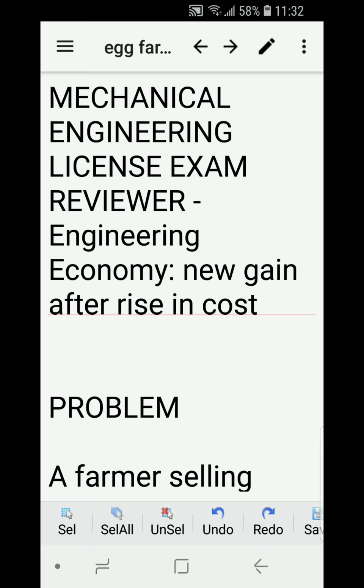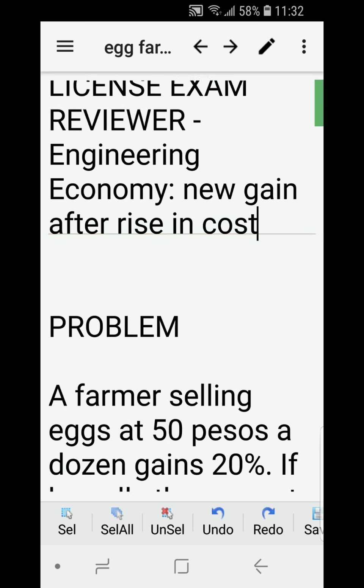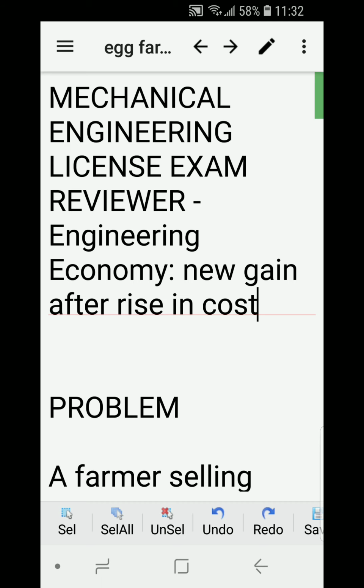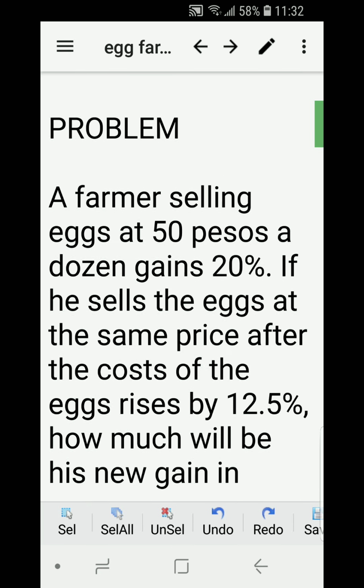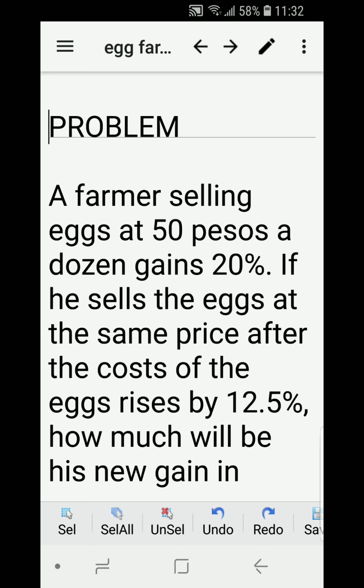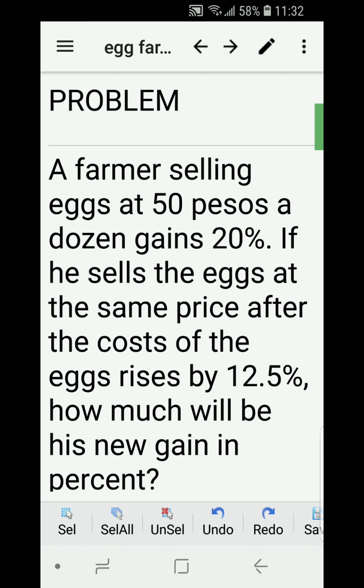Today's topic is on engineering economy and regarding the new gain after a rise in cost. This is very interesting for business minded people. Okay, we have a problem here, and remember, if you have a problem, we have a solution. Okay, let's get to it.